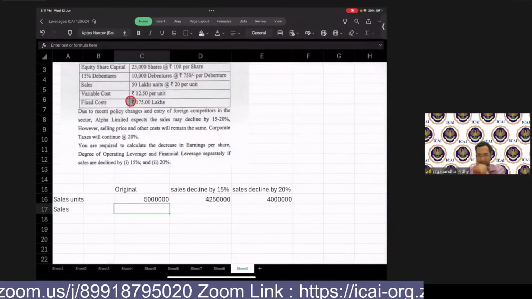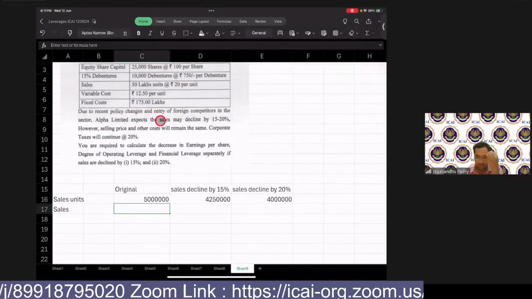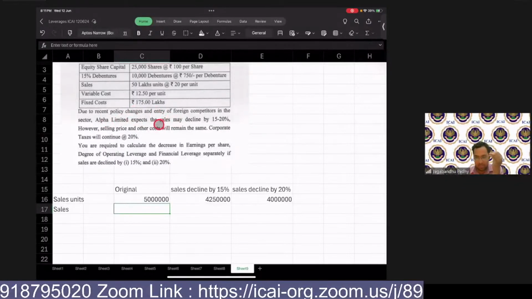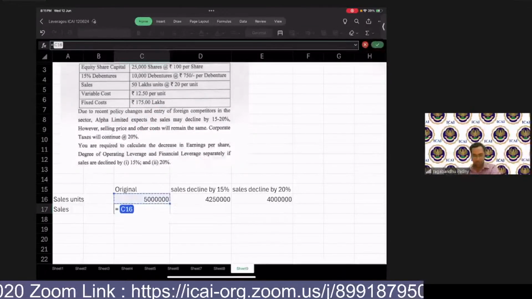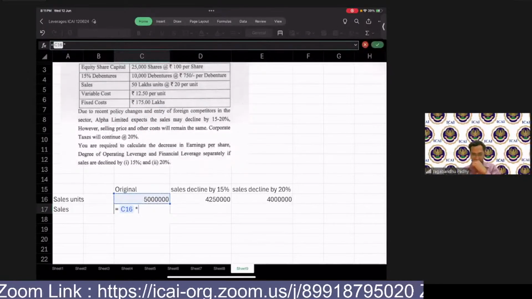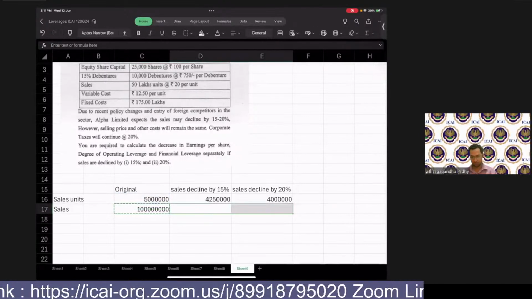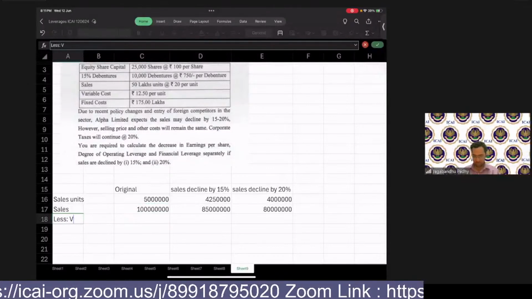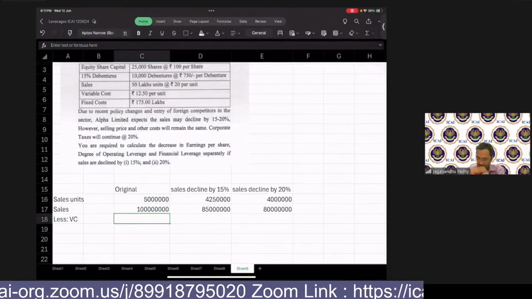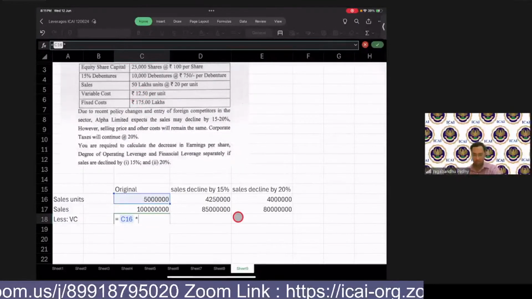Sale price, they're saying it is 50 lakhs. They're saying due to foreign competitors, the sales may decline. However, selling price and other costs will remain the same. So that's very simple. Sales multiplied by sale price is going to be the sales. Less variable cost. Variable cost will be sales multiplied by per unit variable cost, which is 12.5.